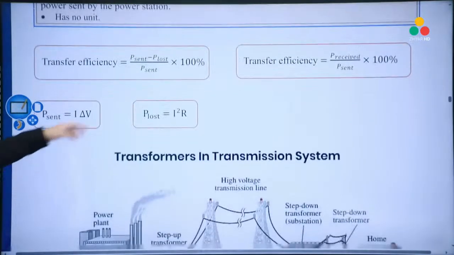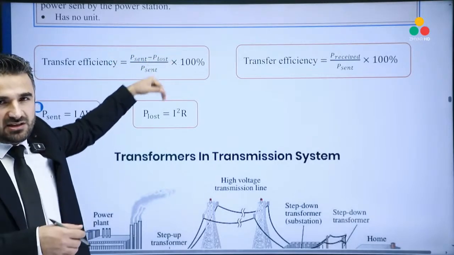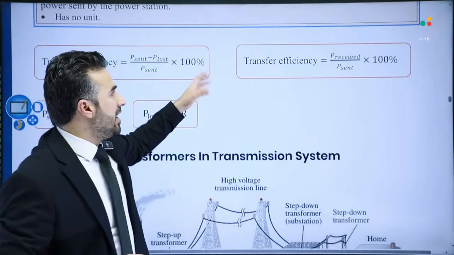So for transfer efficiency, these are the ways that we can do that. We'll say the power sent minus the power loss, divided by the power sent again, multiplied by 100%.